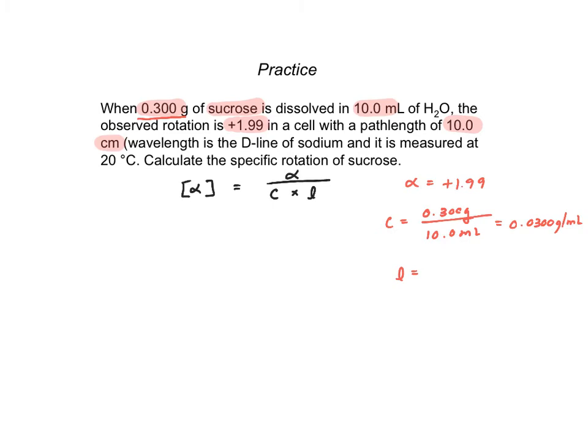Now what about the path length? What does the path length need to be in units of? Decimeters. It has to be decimeters, right? Right now we're in centimeters. So 10 centimeters is 1 decimeter. That relationship was 10 centimeters is equal to 1 decimeter. So for every 10 centimeters, I get 1 decimeter. That gives me a path length of 1 decimeter.